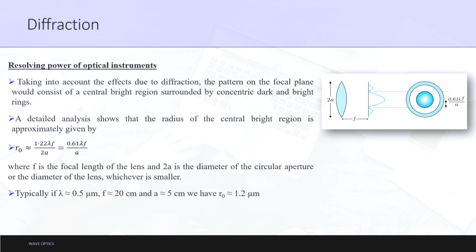Taking into account the effects due to diffraction, the pattern on the focal plane would consist of a central bright region, as you can see, surrounded by concentric dark and bright rings. These are dark rings, and then again there is a bright ring here. This is the central bright region, not a fringe. Then there is a dark region here, and then again a bright region here.